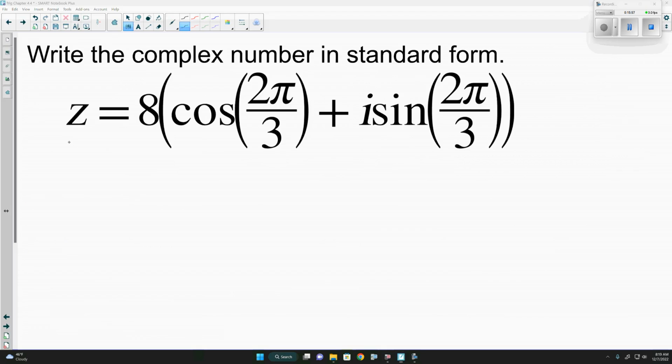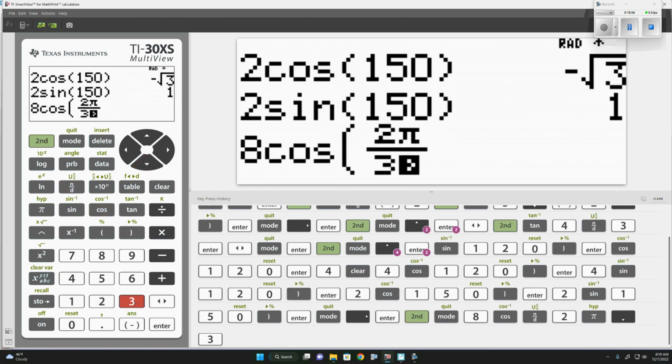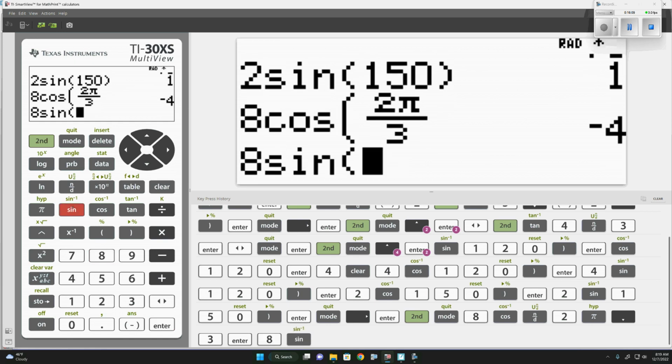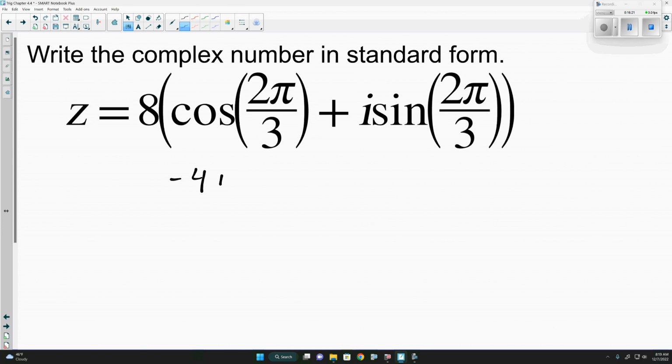And 2 pi over 3 and 8. So we can say 8 cosine of 2 pi over 3 is negative 4. And we can say 8 sine of 2 pi over 3 is 4 square root of 3. So we have negative 4 plus 4 square root of 3 I. And that's it. Questions on any of this here?